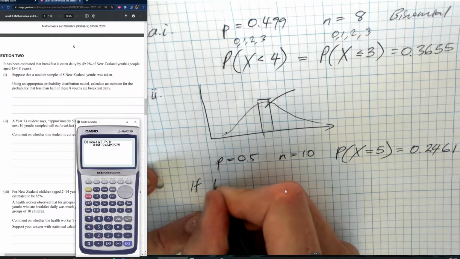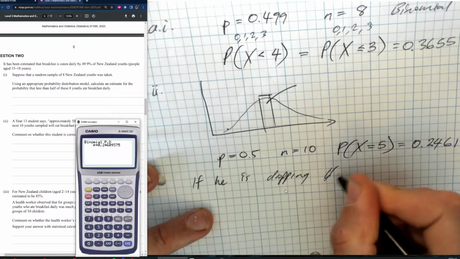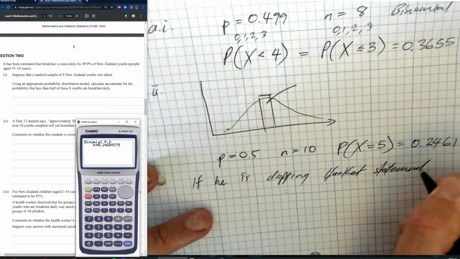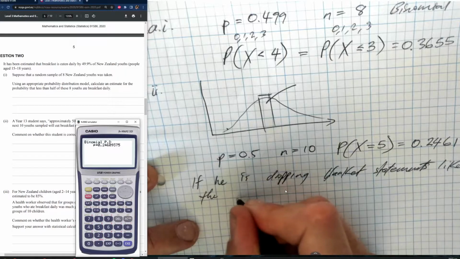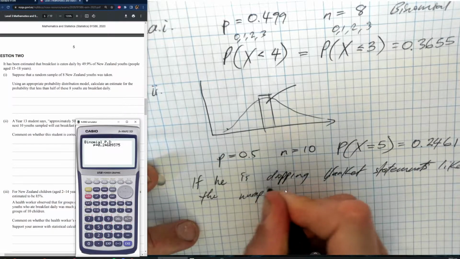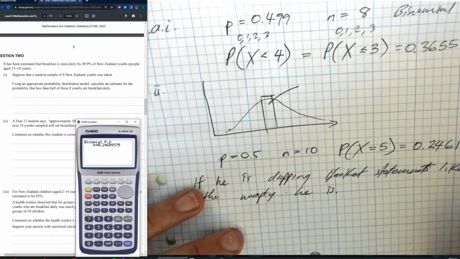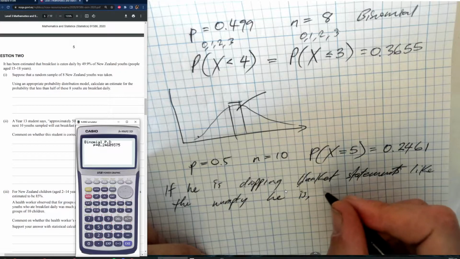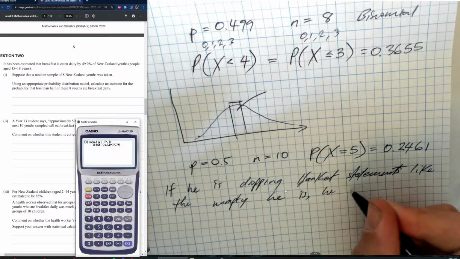So if he is dropping blanket statements like a numpty, like the numpty, I should stop reading. He is. He won't go far. He shall be proven wrong.